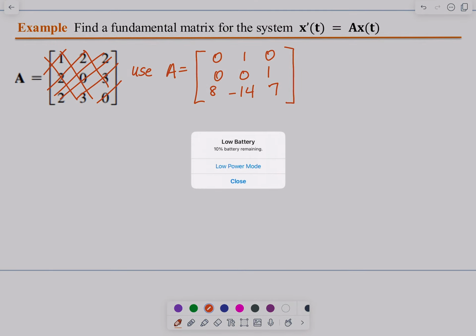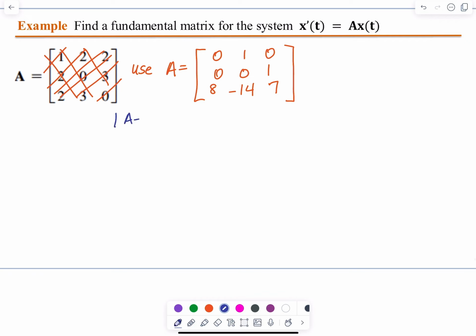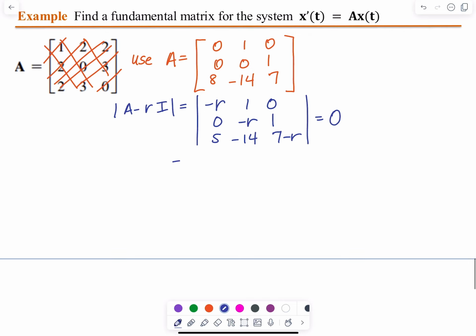We first have to find our eigenvalues for the matrix A. For this system, since it has 3 columns, we want 3 linearly independent solutions to the given system. We will first solve the characteristic equation. So the determinant of A minus rI is equal to 0, and let's go ahead and compute that determinant.